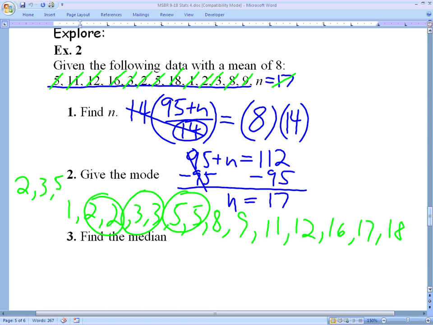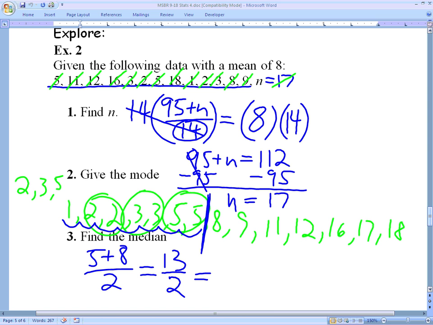And then finally, the median. Once again, we're stuck with an even number of terms. You can use that halfway trick. If you have 14 numbers, halfway is 7. So I would count 1, 2, 3, 4, 5, 6, 7. That cuts it right down the middle there. And so that 7th term and the one after it are what I need to average. So 5 plus 8 divided by 2, which gives me 13 halves, and that would be a fine answer, or you can write 6.5. And that is our median.